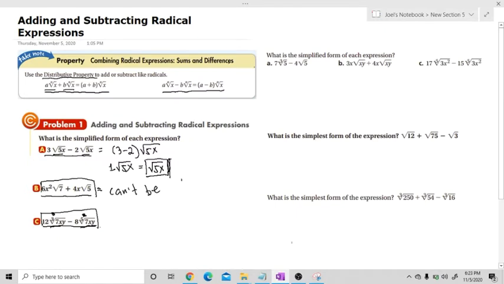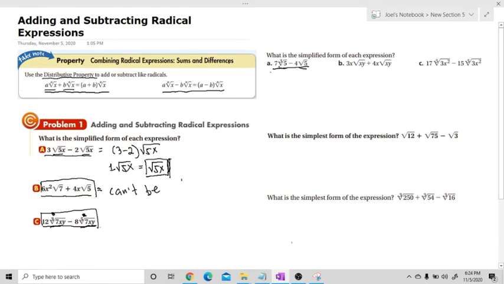Okay, here, what is the simplified form of each expression? Okay, dito, sa letter A, it is 7 cube root of 5 minus 4 square root of 5. Okay, take note that we can only apply the distributive property in adding and subtracting radicals if they are like radicals. Okay, cube root itong isa at yung isa square root. So, hindi sila like radicals.